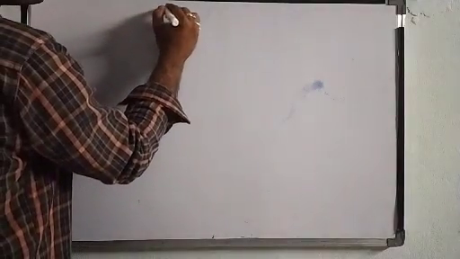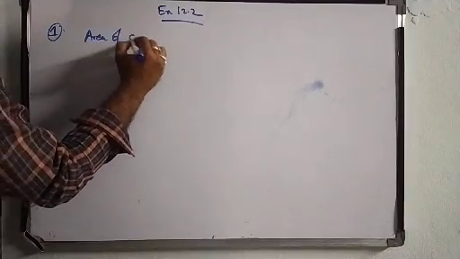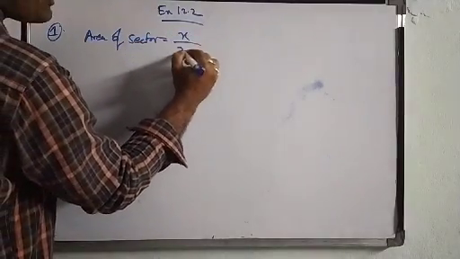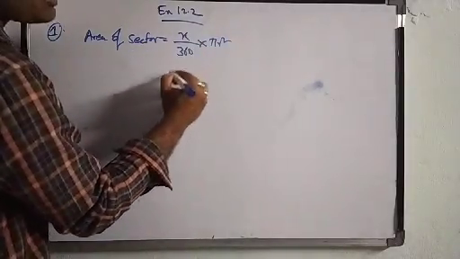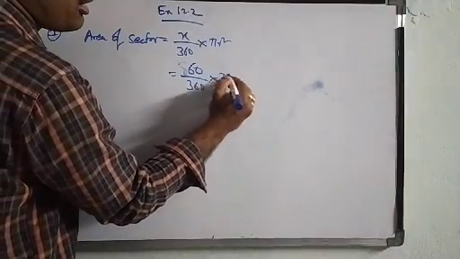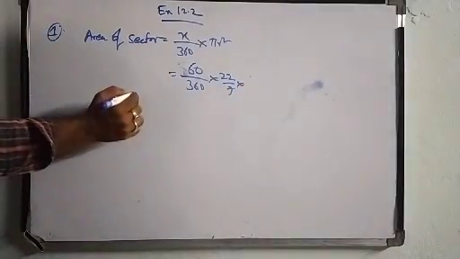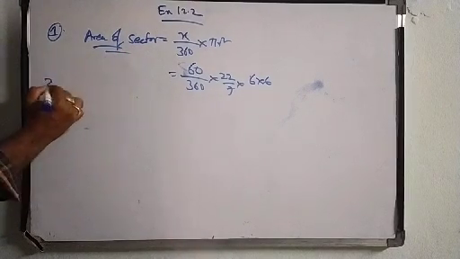Next, exercise 12.2. In exercise 12.2, find the area of the sector with radius 6 and angle 60 degrees. So it's asking the area of the sector. We know that the area of the sector formula is x by 360 into pi r square. With angle 60 degrees and radius 6, in place of x I will put 60 degrees and radius is 6 centimeters. If you do further calculation, you will get the area of the sector.